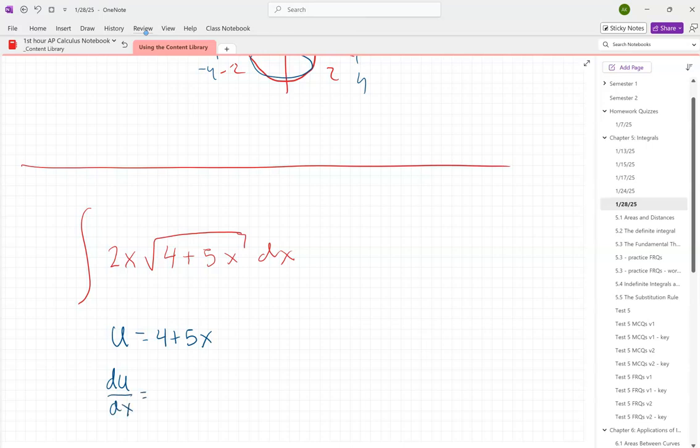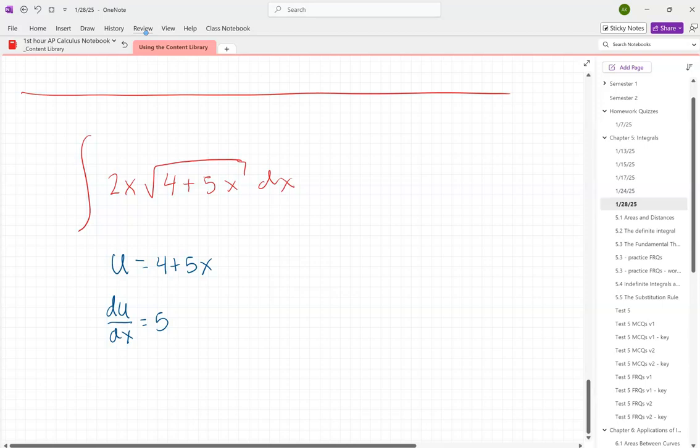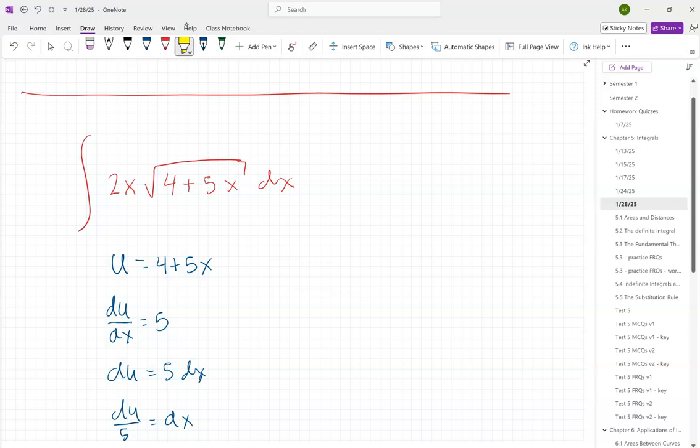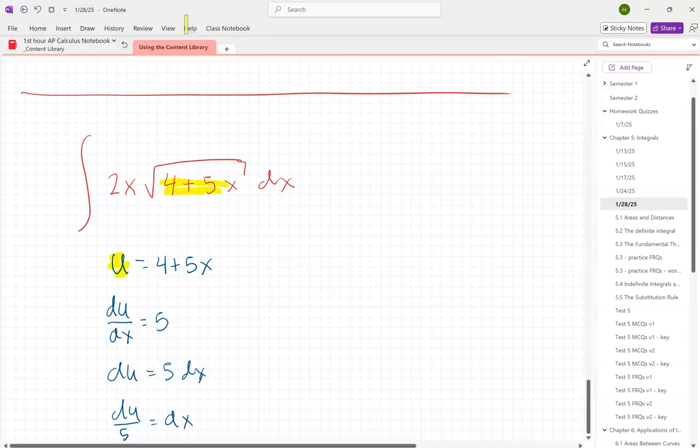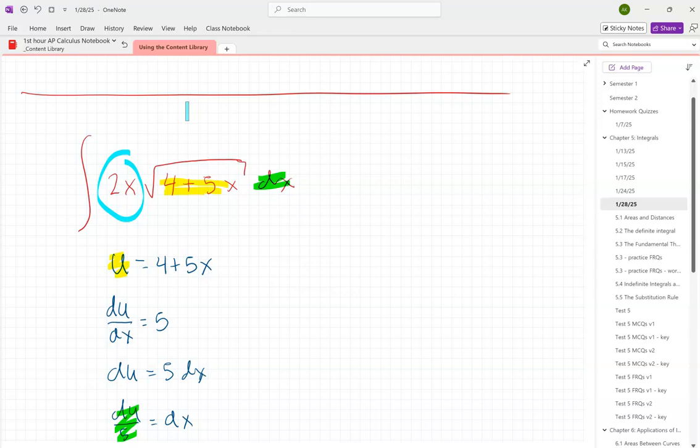So if I do the derivative of that, I get 5. Everybody's good there? So I can, again, treat this like a fraction. So I have that. And then I don't have a 5 anywhere over here extra, so I'm just going to divide that over. And here's the problem, though. We have our 4x plus 5, and we have our dx, but what don't we have? We don't have anything for this 2x. Now, the 2 is not a problem, because I can just suck that out front, but the x is.